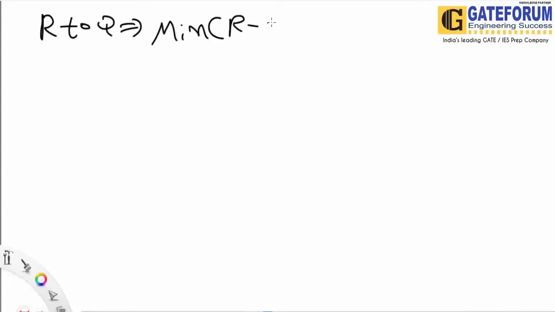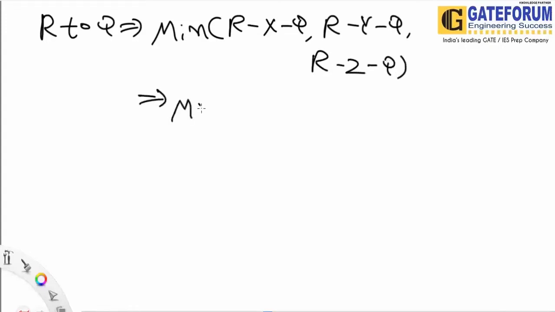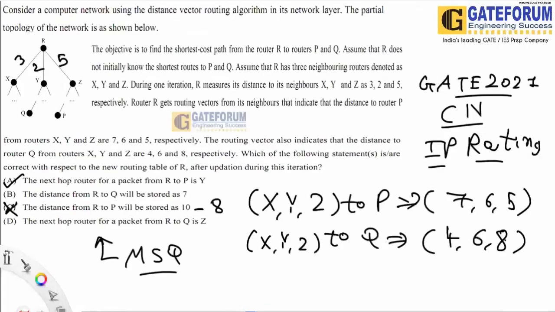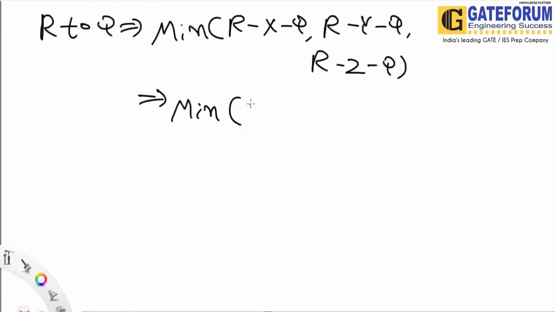R X Q, then R Y Q, then R Z Q. It means what? Minimum of what is Rx? Rx is basically what? 3, then 4, 6, 8. Okay, so 3 plus 4, then 2 plus 6, and 5 plus 8. If you look, this will be 7, this will be 8, this will be basically 8 plus 5, 13.